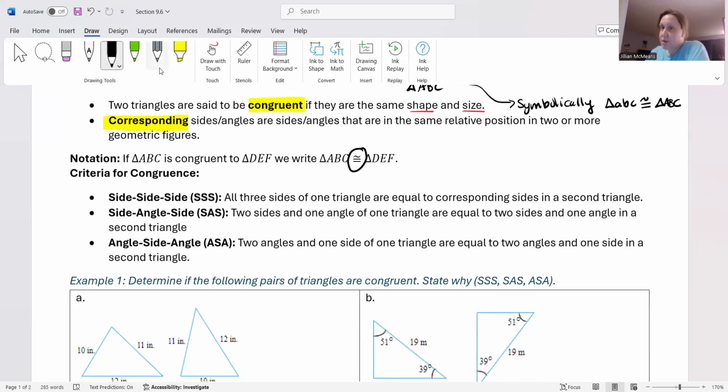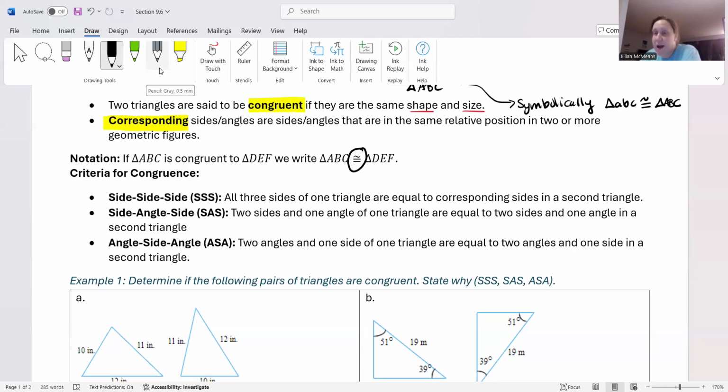Now, we have three different situations that we can check for congruence, okay? We could have side, side, side situations, okay? So this means all three sides on one triangle are equal to corresponding sides on the second triangle, okay? So if you're given all three sides on two triangles, see if corresponding sides match up. Therefore, you would have congruence, okay?